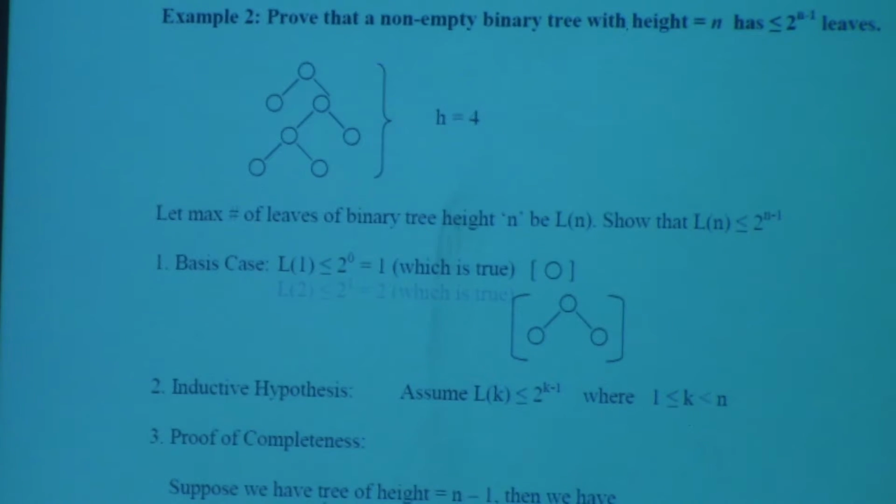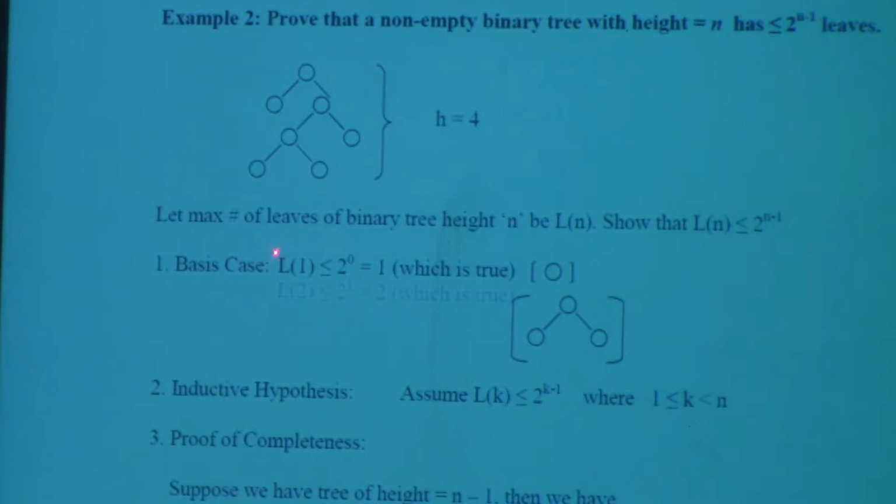So L1 is less than or equal to 2 to the 1 minus 1, which is 2 to the 0. Well, 2 to the 0 is 1, so L1 is equal to 1. Now this is true because a tree of height 1 has at most one leaf. Well, in this case it also has at least one leaf. So a height of 1 means it only has a root. So the root is also a leaf, has no children.